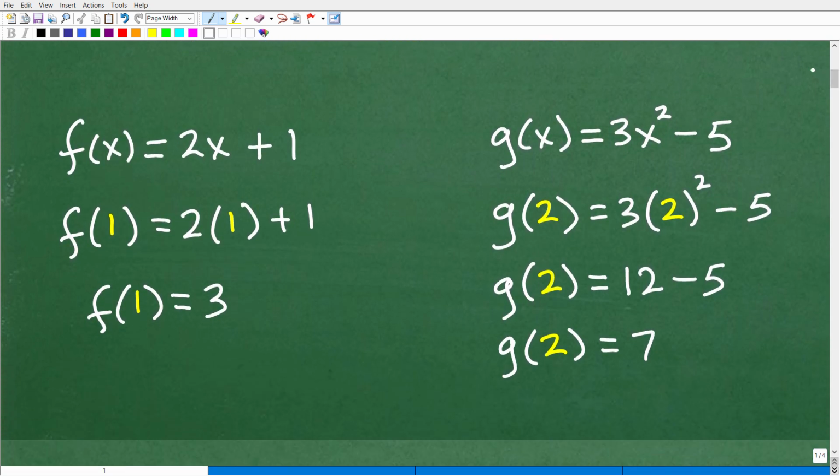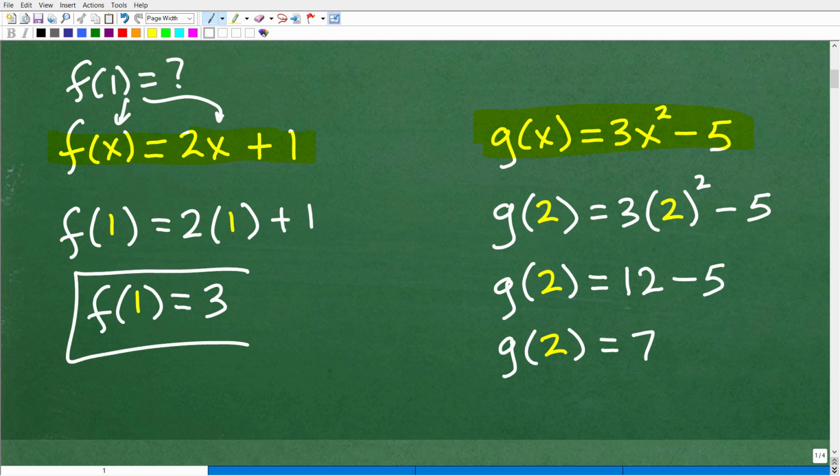Okay, so here we have two functions, f of x equals 2x plus 1, and this other function over here, g of x is equal to 3x squared minus 5. Let's just review how to evaluate any function. For example, if I wanted to find f of 1, I'm saying, evaluate this function for f of 1. What does that mean? It means plug in 1 wherever the x is. We replace the x with the 1 and then simplify. So f of 1 would be 2 times 1, which is 2, plus 1 is 3. So f of 1 is equal to 3. Just a quick review of how to evaluate functions.